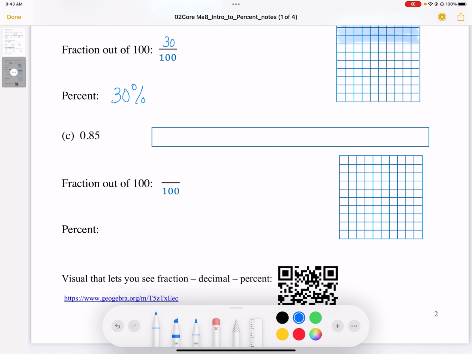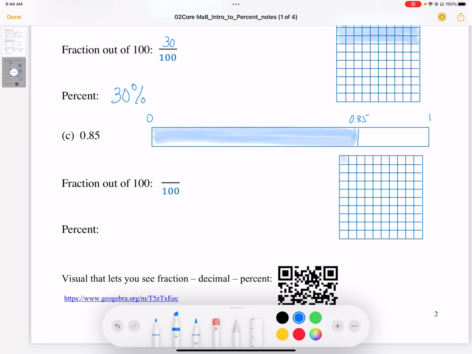0.85 is 85%. I'm just going to estimate this one, maybe somewhere around there. That represents about 85%. Okay, that's a decimal. If that's 1 and that's 0, 0.85 would be somewhere about there on the number line.